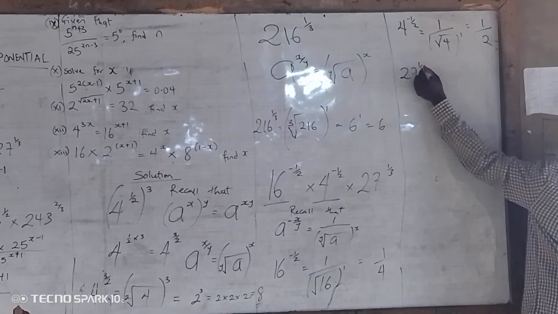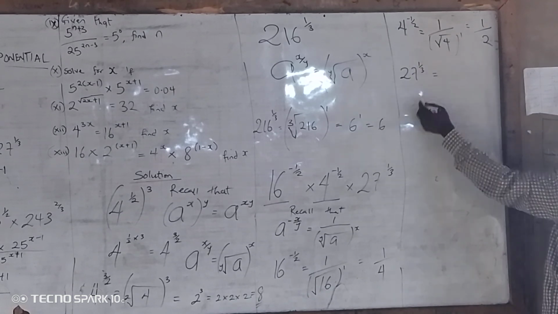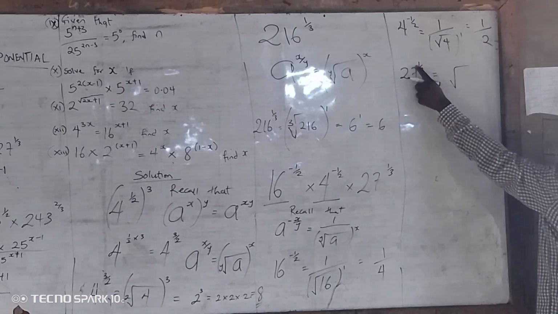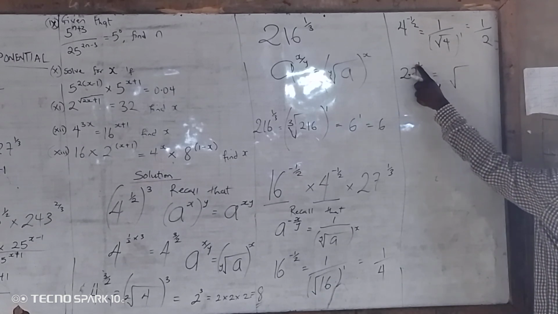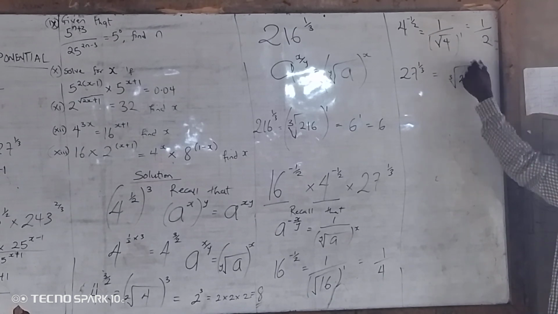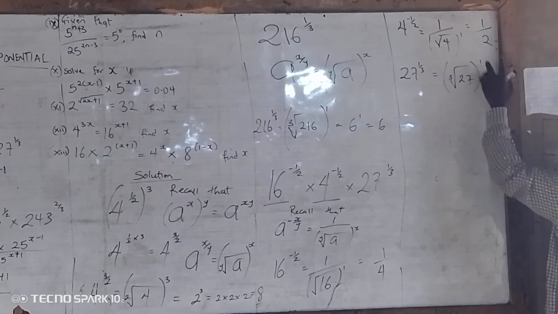raised to the power 1 over 3. 27 raised to the power 1 over 3 is just the cube root. Since there is no negative here, that's why there is no 1 over in this case. So it's just the cube root of 27, then you can put to the power of 1, since it has not put in anything.